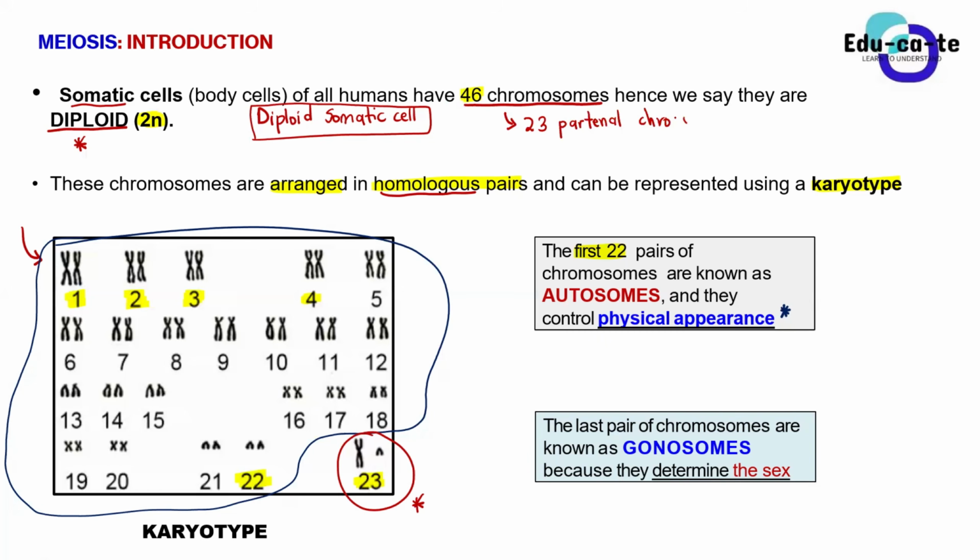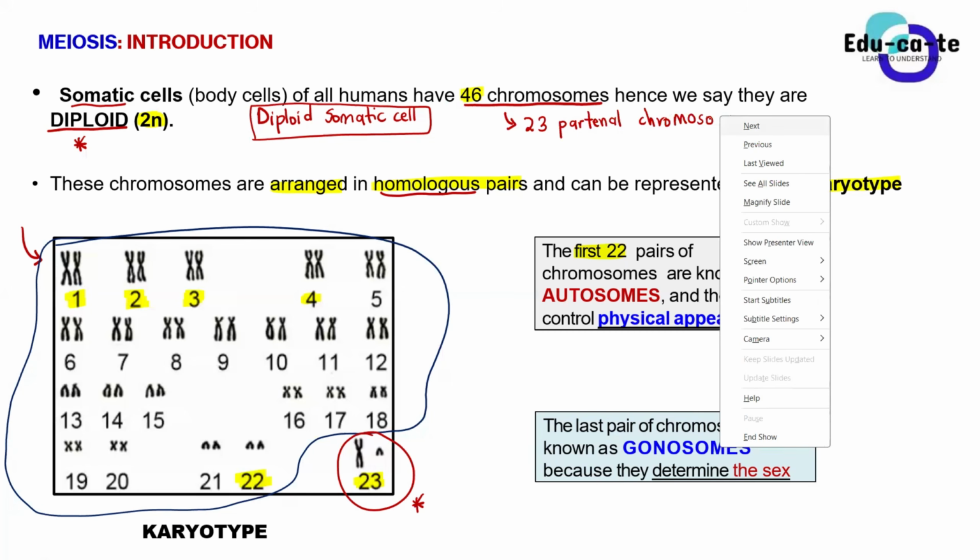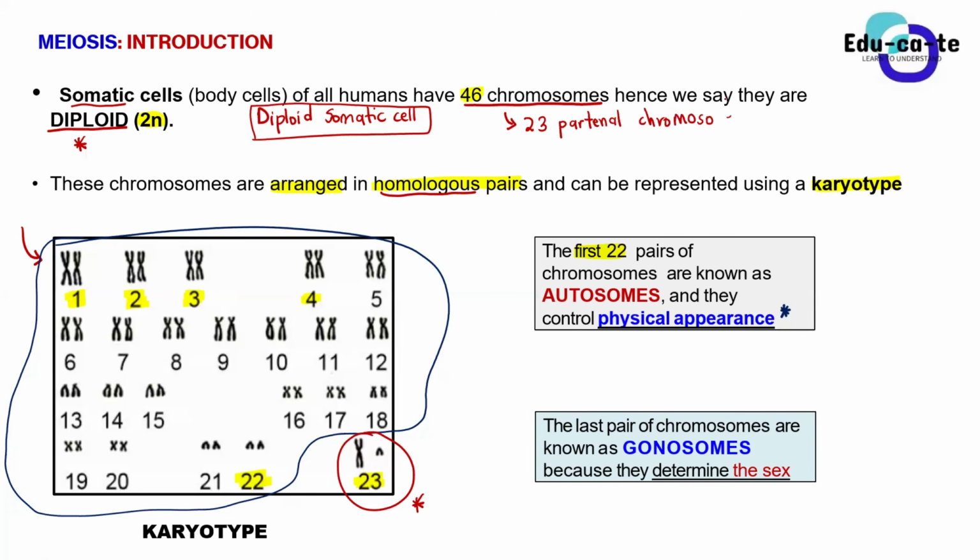When you say that we have got 23 paternal chromosomes, these are the 23 chromosomes that are coming from the sperm cell of your father. So these are the 23 paternal chromosomes. They come from the what? They come from the sperm cell of your father.